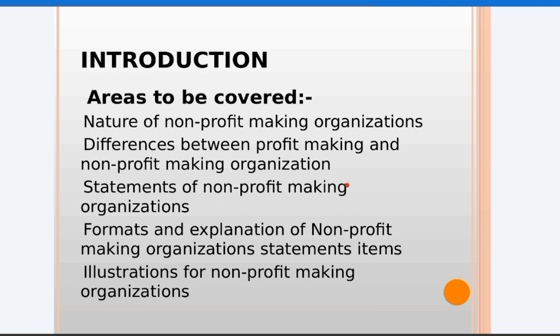Number three, we will look at the statements themselves. That is the statements the non-profit making organizations prepare. And of course, we will be able to look at how they are different from the financial statements that are made by the profit-making organizations. We will then look at the various items that we find in the statements of non-profit making organizations and explain each of those items. You will realize that some of the items that we find there may have more than one way of being treated.